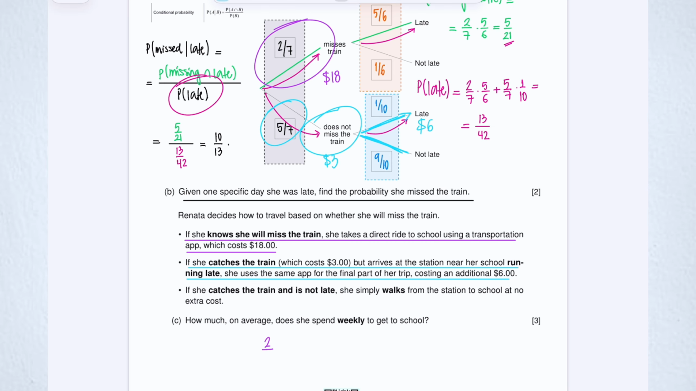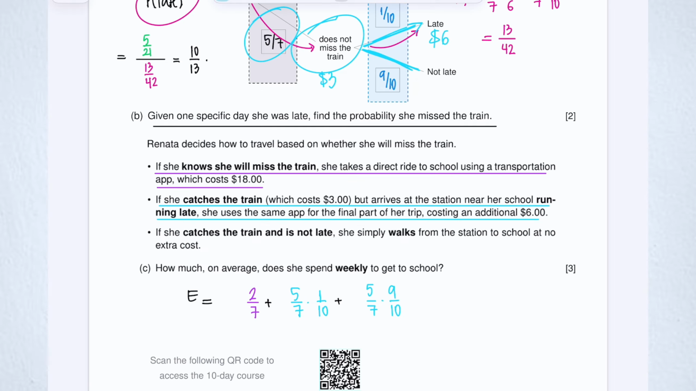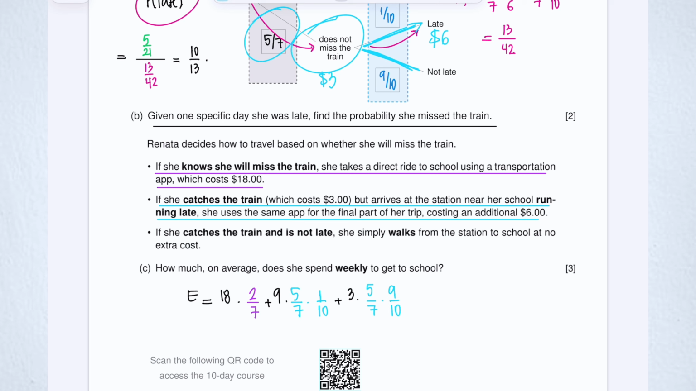We have a probability of 2/7 that she misses the train, or 5/7 times 1/10 that she does not miss the train, but still she is late. Or third option, she does not miss the train and she's not late. To find the expected value of the cost, we multiply each probability by the cost associated to it. So in this case, for example, 2/7 costs $18. 5/7 times 1/10 will cost $9, which is the train ride plus the transportation app ride, which is $6, or only the cost of the train ride, which is $3.